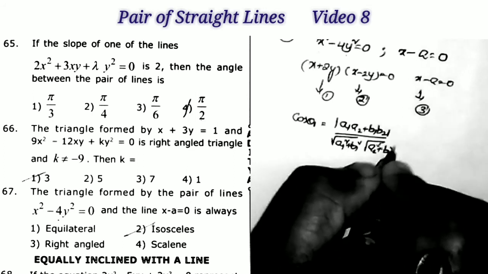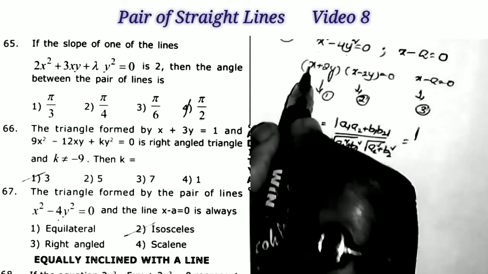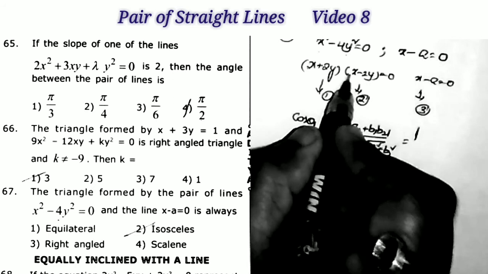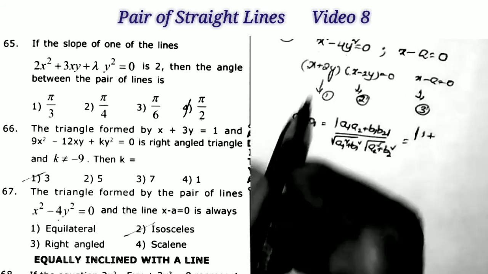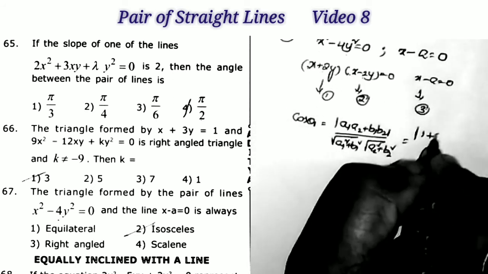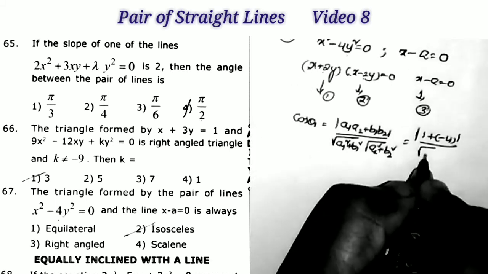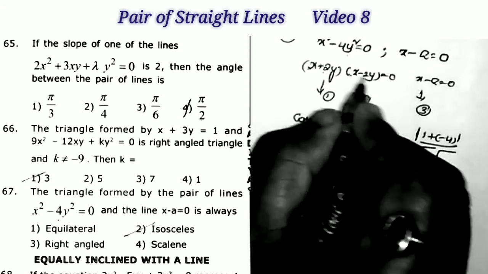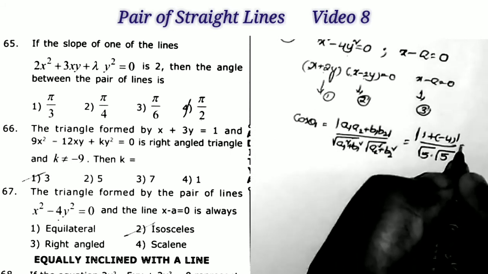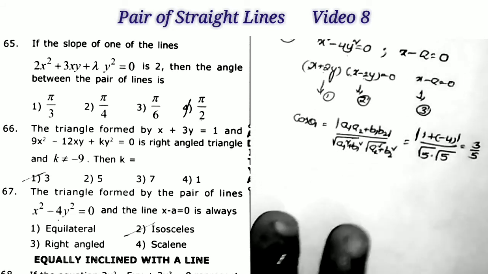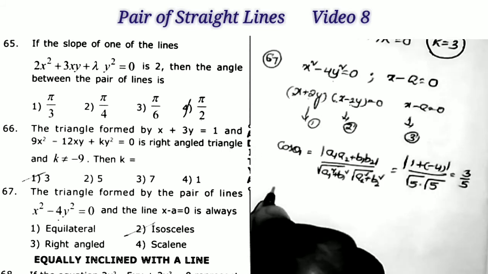Now substituting the values: a1 a2 is 1 into 1, 1, plus b1 b2, 2 into minus 2, minus 4, by a1 square plus b1 square, 1 plus 4, a2 square plus b2 square, 1 plus 4. So the answer is equal to minus 3 by 5, that is, cos theta 1 is equal to 3 by 5 in magnitude.